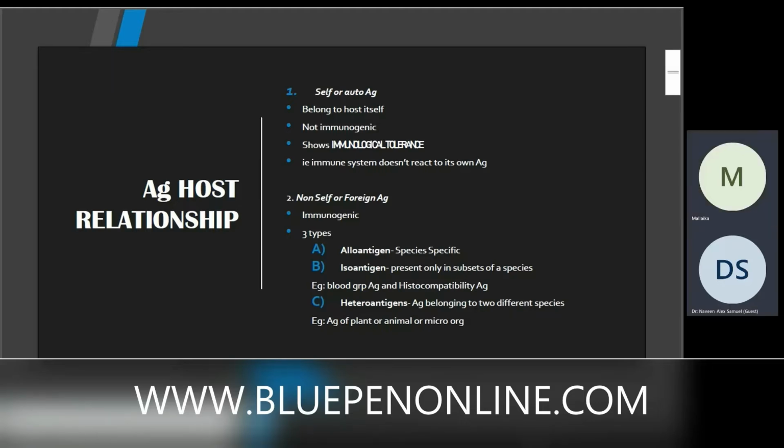Histocompatibility antigen is actually used in transplantation. That's why they do HLA typing before transplantation, between the receiver and the donor. They do a screening for HLA antigen, the histocompatibility antigen. Then next is blood group. Blood group antigen, you know, right? O positive can be given to O positive, AB positive can be given to AB positive, AB negative. That is also an isoantigen.